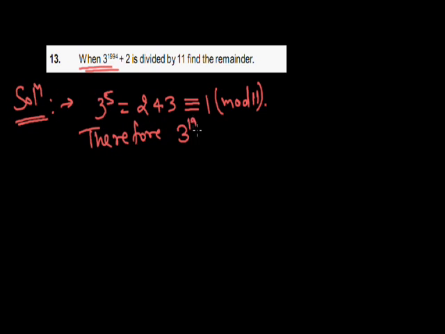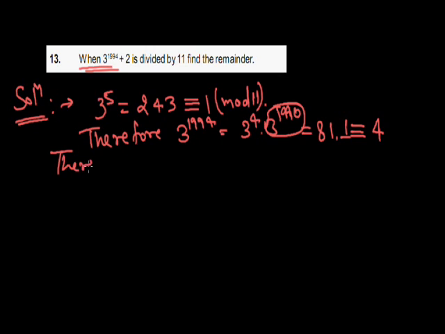3 raised to power 1994 may be written as 3 raised to power 4 into 3 raised to power 1990. 3 raised to power 4 is equal to 81, and the remainder from 3 raised to power 1990 will be equal to 1. So that will give us 4 as the remainder when divided by 11. Therefore, the remainder when 3 raised to power 1994 plus 2 is divided by 11 will be equal to 6. That is the answer.